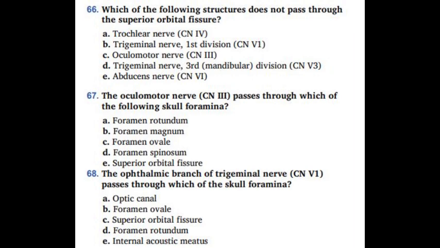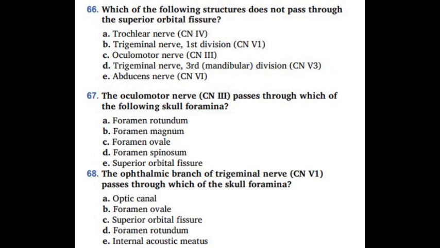So 66, which of the following structures does not pass through the superior orbital fissure? So remember, we said the following pass through the superior orbital fissure: the oculomotor nerve, cranial nerve number 3. We said the trochlear nerve, cranial nerve number 4. We said V1, the ophthalmic division of the trigeminal nerve.